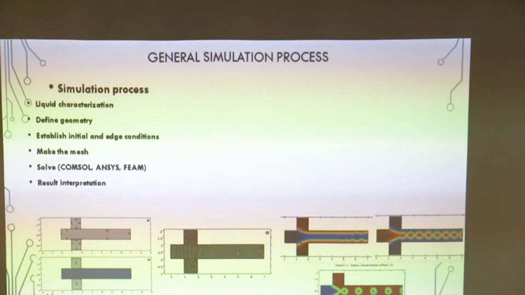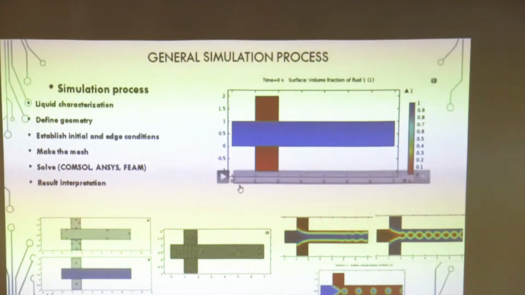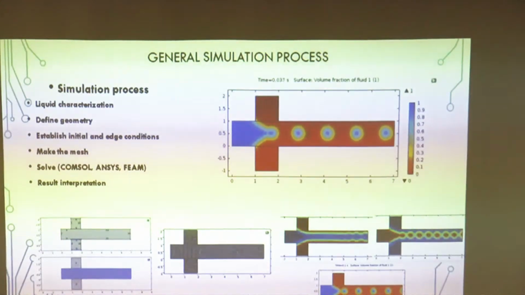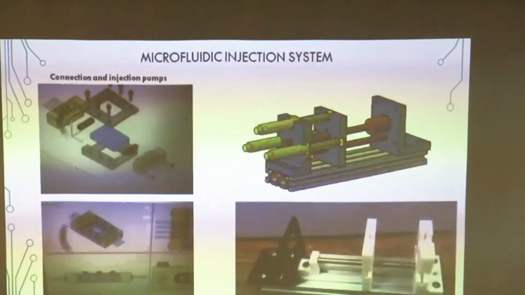Depending on the characteristics of your liquid, you use several liquids that have to be immiscible with each other in order to form this phenomenon that is called drop formation. This is the result of the simulation. You can see here a numerical solution of the Navier-Stokes equations of what is done here. So this is just the simulation part.